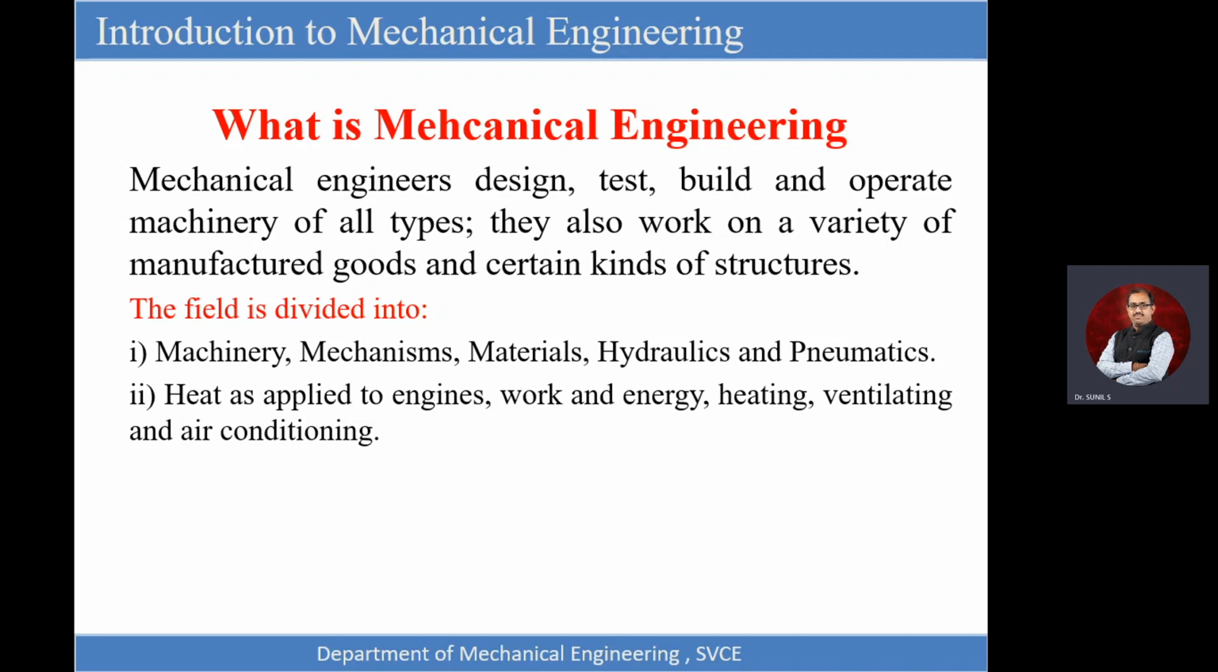Okay. So broadly, mechanical engineering can be divided into two types. The first one is machinery, mechanisms, materials, hydraulics, and pneumatics. So building machineries, building some mechanisms, building different types of hydraulic and pneumatic equipment. Like for example, JCB. It can do the work of many human beings in one hour. That JCB is purely operated by a hydraulic and pneumatic system, which is built by mechanical engineers.